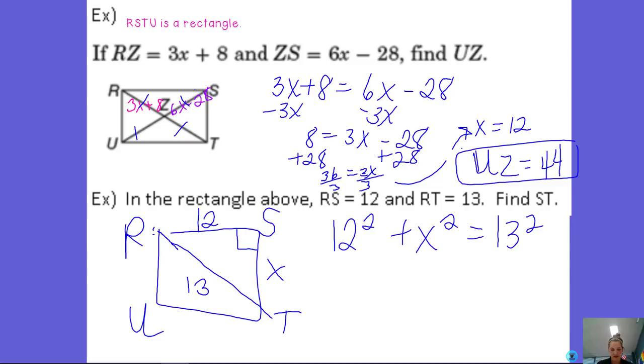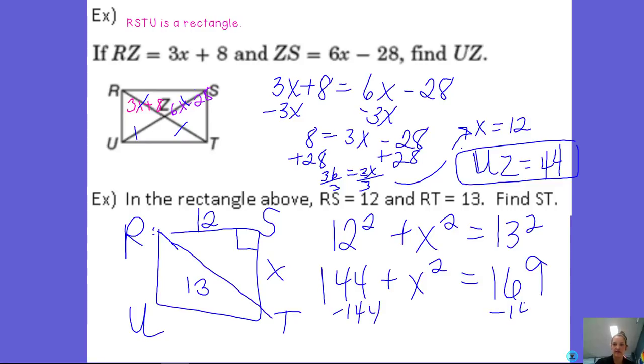This ends up being a Pythagorean triple, so you actually don't have to show this work if you recognize it's a triple. But 12 squared is 144, 13 squared is 169, so I subtract 144 and get 25. Then I take the square root of 25 and get 5. It's plus or minus 5, but since x is representing the length of a side, it can't be negative, so ST is 5.